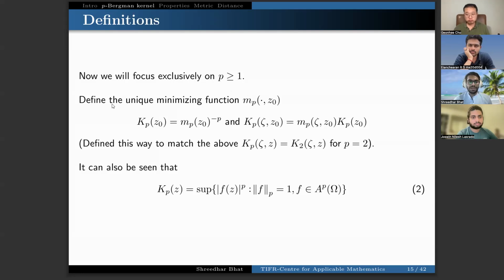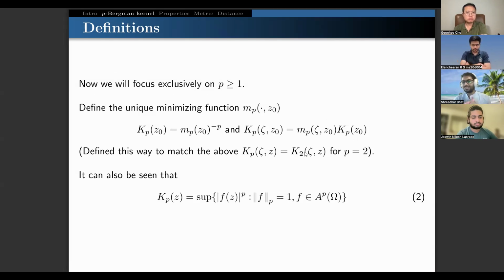Now define that unique minimizing function to be this MP of dot comma z naught. And you define this KP to be MP of z naught to the power minus P, and KP to be this product of this function with MP. You are doing it this way just so that when you substitute P equal to 2, you get the original Bergman kernel.